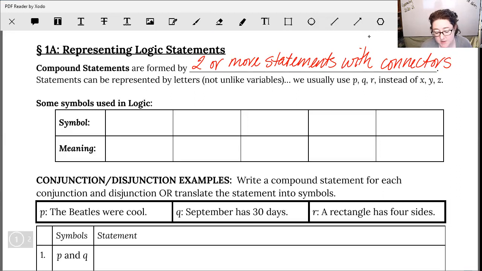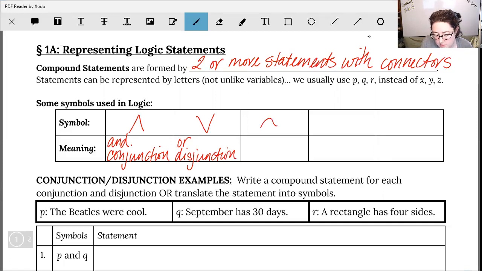Statements can be represented by letters, not unlike variables, except when we're doing logic, we usually use P's, Q's, and R's instead of X, Y's, and Z's, because the X's and Y's, and sometimes Z's, could be used with graphing. So we want to keep those two topics a little separate. Some symbols that we're going to use: an up arrow, which means and, or we could call that a conjunction. We have a down arrow, which stands for or, also known as a disjunction.